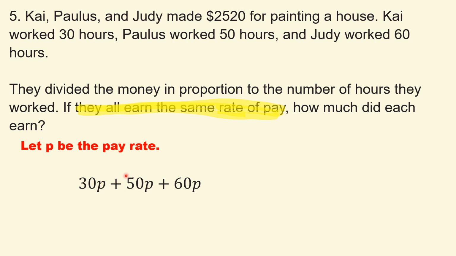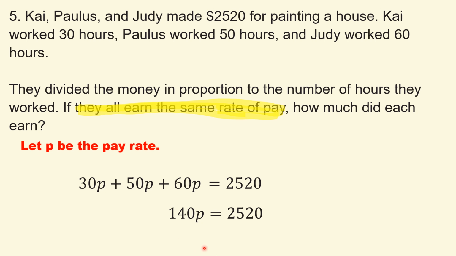So we're going to put all those together, add them up. 30 times the pay rate plus 50 times the pay rate plus 60 times the pay rate. So 30 corresponds to the number of hours that Kai worked, 50 corresponds to the number of hours that Paulus worked, and then 60 corresponds to the number of hours that Judy worked. And when you add up all their hours together, we set that equal to what they got paid. All right, so we've got like terms over here, so we can go ahead and combine those. 30 plus 50 would be 80, plus 60 would be 140. So that's 140p equals 2520.